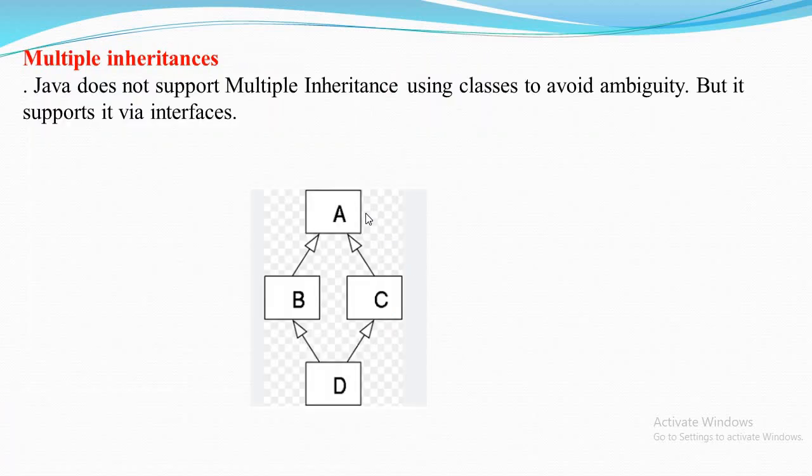The last inheritance is multiple inheritance. Java does not support multiple inheritance using classes, to avoid ambiguity. It is supported via interfaces. Here a diamond problem arises because in multiple inheritance, one child class can acquire the properties of multiple parent classes, causing ambiguity between the calls. This is known as multiple inheritance. Java does not support multiple inheritance because it raises the diamond problem. It can be achieved by using the concept of interfaces.